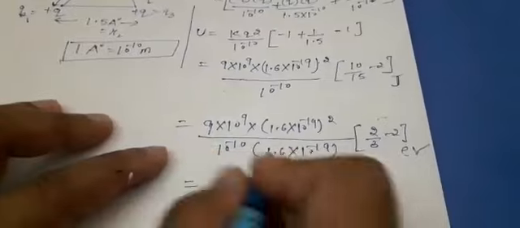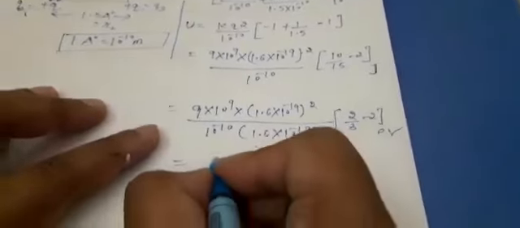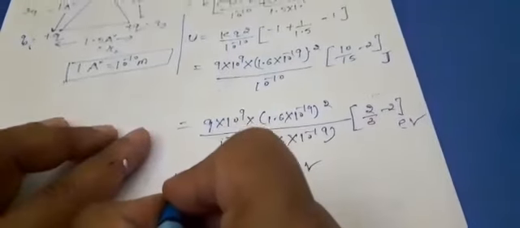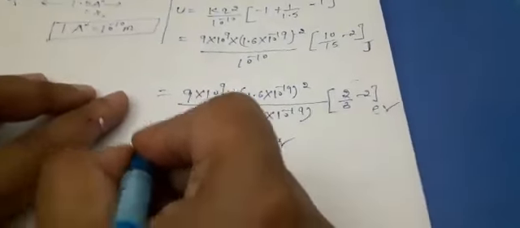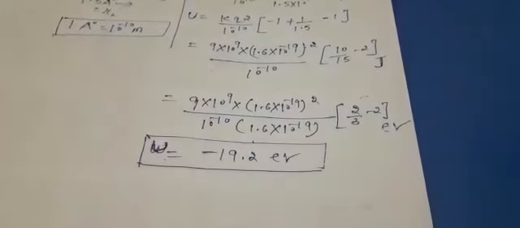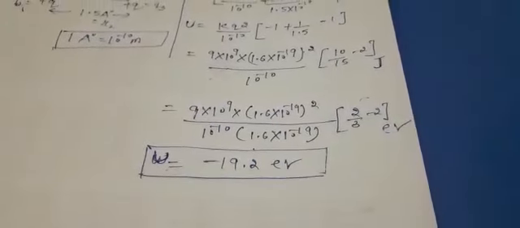So now, when you solve all these steps, you will get the result to be minus 19.2 electron volt. You can try it at your home, and the value comes out to be this one. So this will be the total energy, that is, the potential energy of the system.